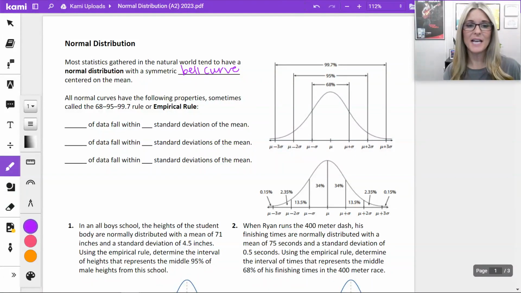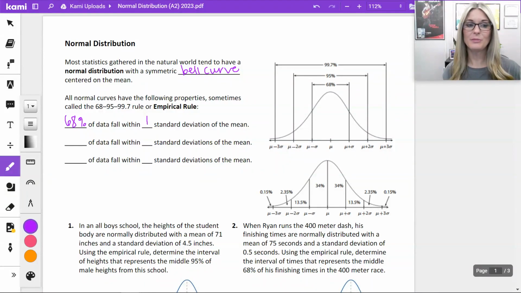All normal curves have the following properties, sometimes called the 68, 95, 99.7 rule or empirical rule. That says that 68% of our data will fall within one standard deviation of the mean. Remember, we talked about standard deviation as the average distance every data point is away from the mean. So we can also use it in other ways to measure.